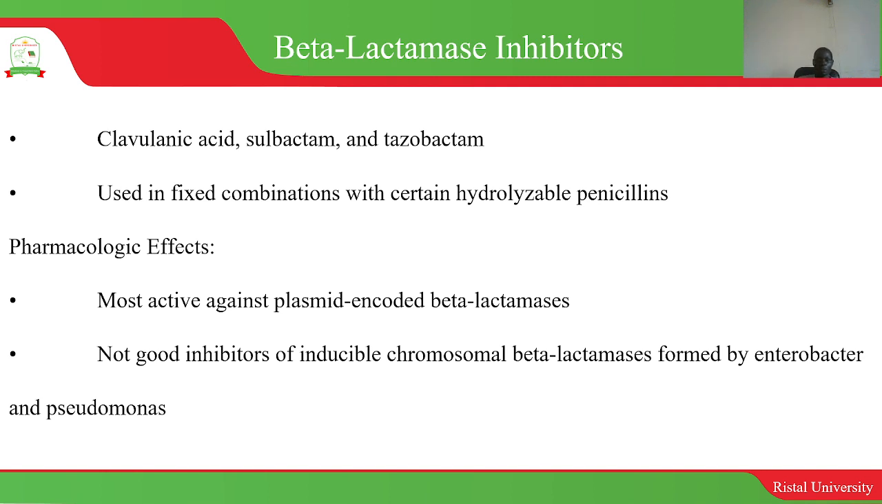Let's look at the beta-lactamase inhibitors. The best known is clavulanic acid that we already mentioned. We also have sulbactam and tazobactam. They are used in fixed combination with certain hydrolyzable penicillins. Normally, they are combined with penicillins.